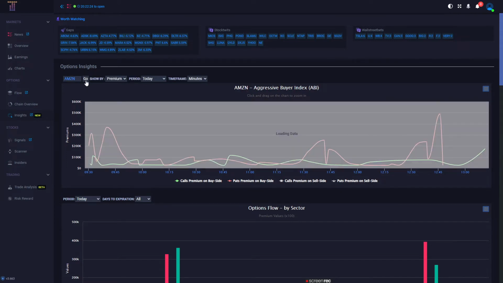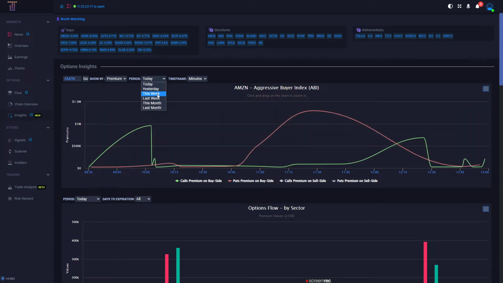because that's the topic I want to show you today. So you can also filter by the premium or by the fill. And you can also do the period you want, whether it is yesterday, this week, this month. This is actually a weekend, so this is going to show you everything from the past trading day, which was last Friday.